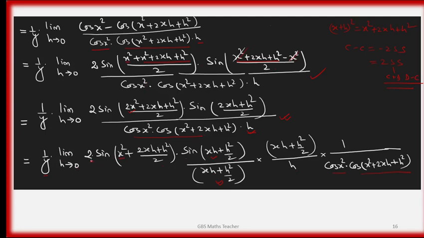Now we can apply the limit. 2 stays 2, 1 by y, 2 sine x². This term will be 0 when h is 0.